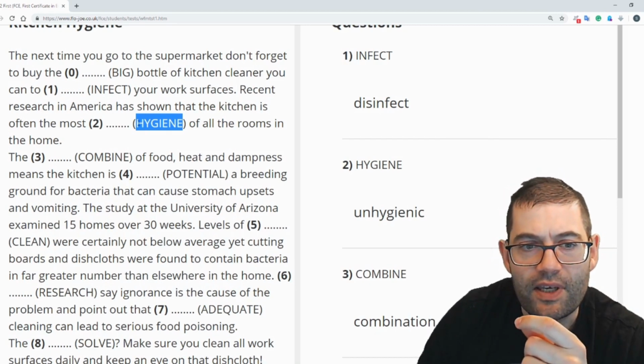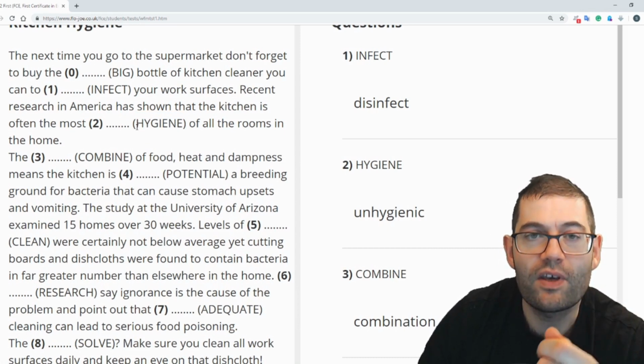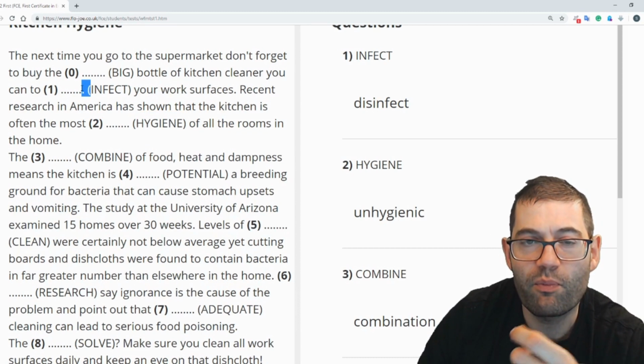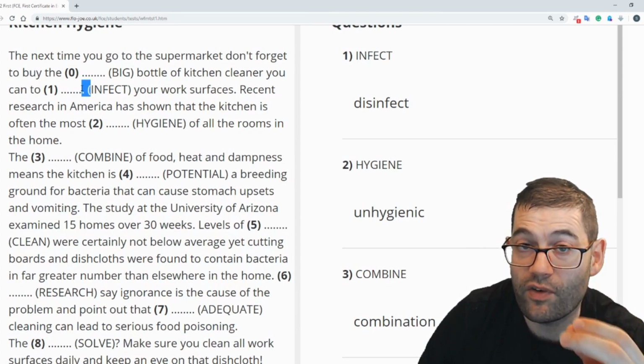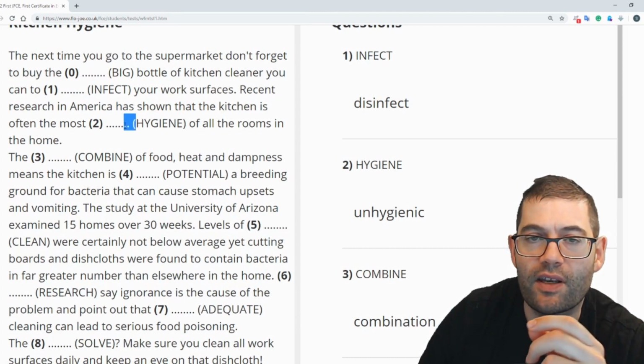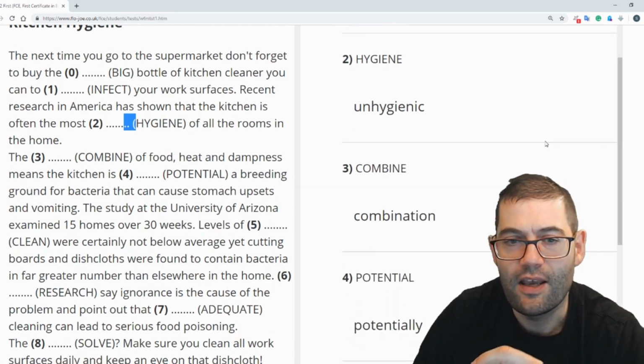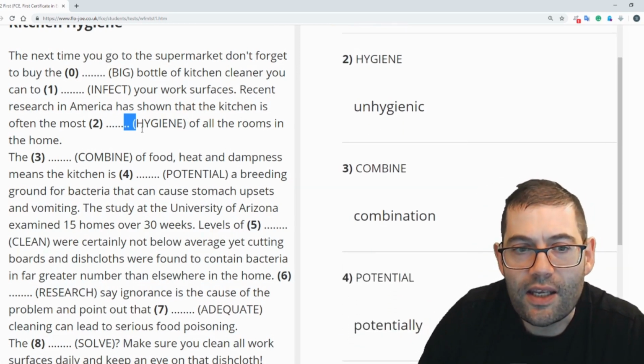So what we've got to do here is add the correct negative prefix to give us our negative adjective. Just as we had to put a negative prefix to create the correct verb here, we have to use the correct negative prefix here. So this would then become, as you can see over my head, unhygienic.